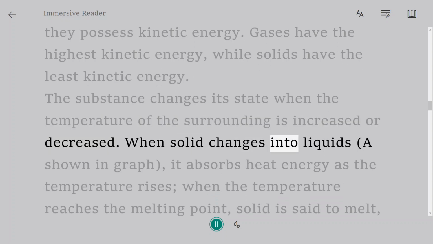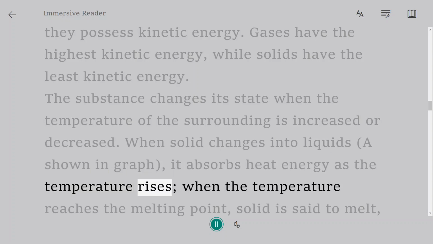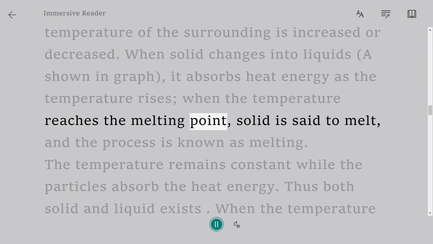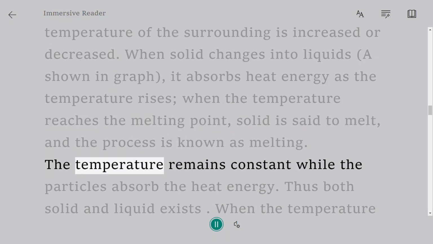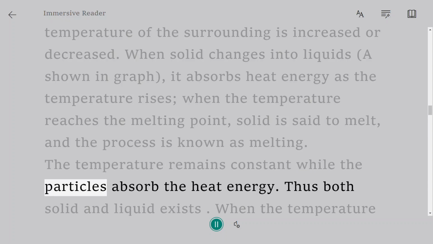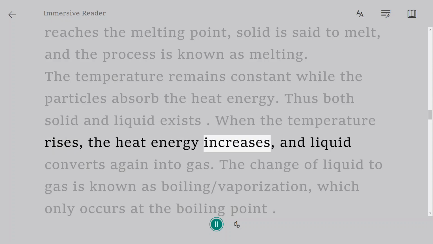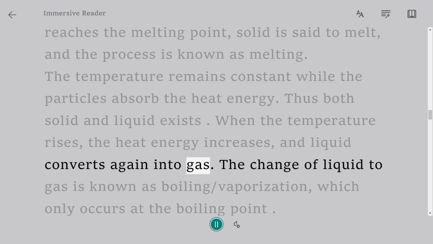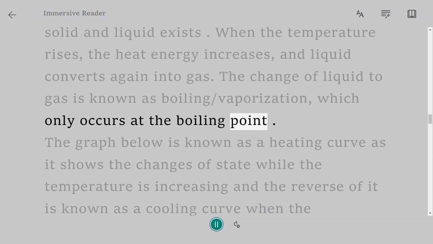When a solid changes into a liquid, as shown in the graph, it absorbs heat energy as the temperature rises. When the temperature reaches the melting point, the solid is said to melt, and the process is known as melting. The temperature remains constant while the particles absorb the heat energy. Thus both solid and liquid exist. When the temperature rises, the heat energy increases, and liquid converts into gas. The change of liquid to gas is known as boiling or vaporization, which only occurs at the boiling point.